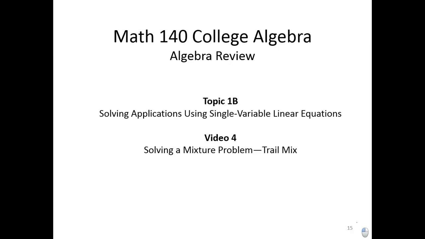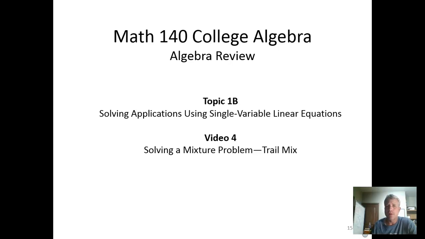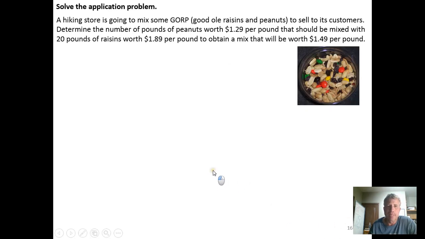So for this problem, what we're going to do is look at a classic mixture problem where we're going to create a trail mix from raisins and peanuts. We're going to use a table in order to organize the data, and from the table we're going to extract a single variable equation that we can solve for our unknown.